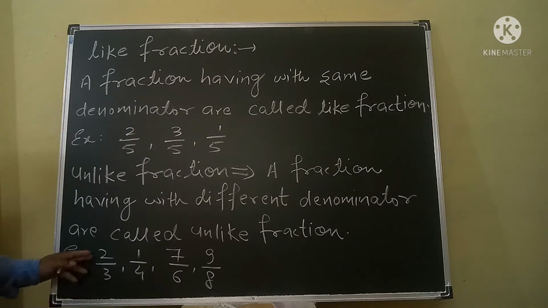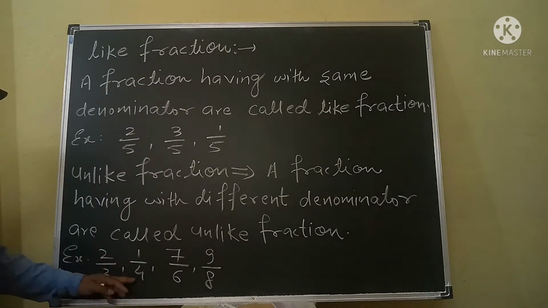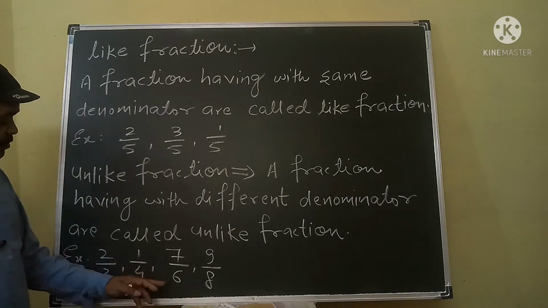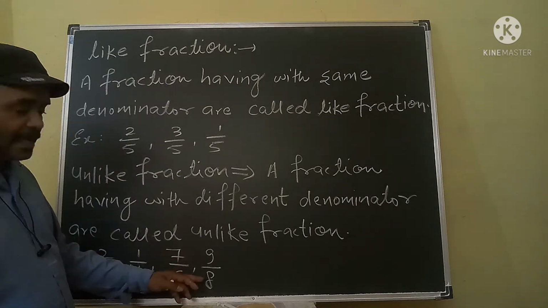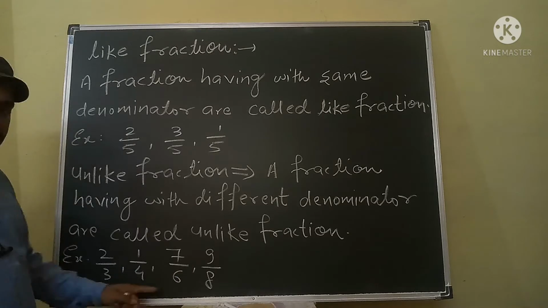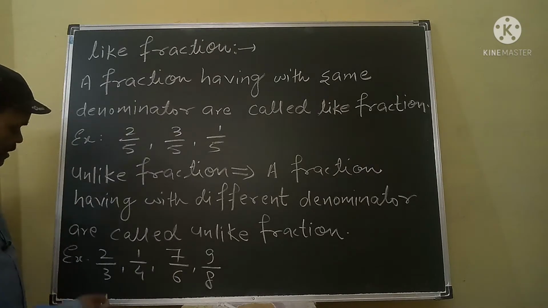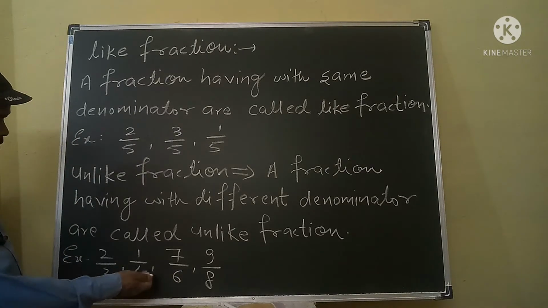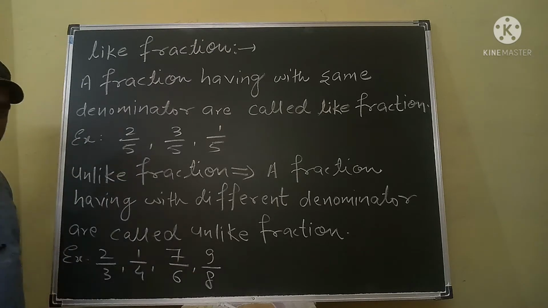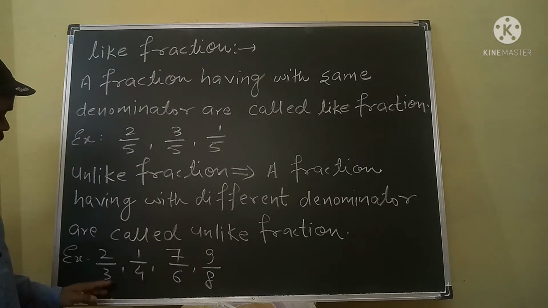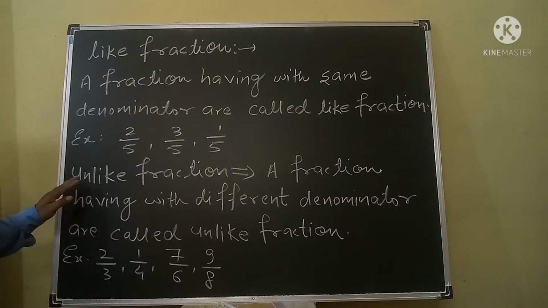As you are looking, in the fractions 2 upon 3, 1 upon 4, 7 upon 6 and 9 upon 8, the denominators are different. That is 3, 4, 6, 8. In all these fractions the denominators are different. So all these are unlike fractions.